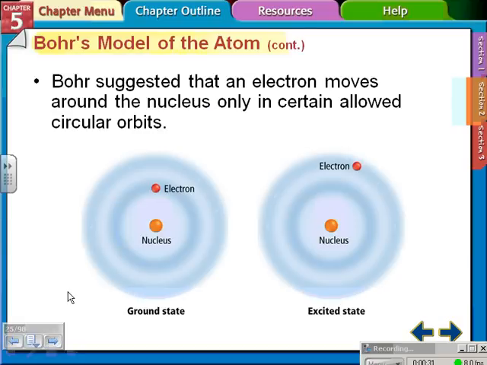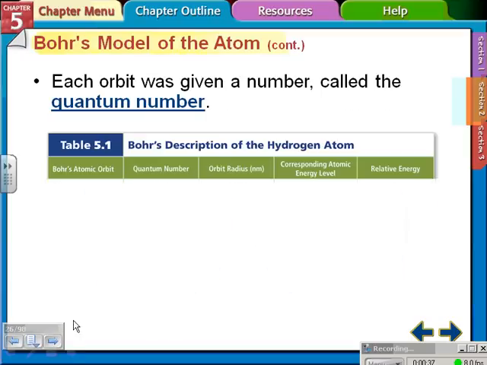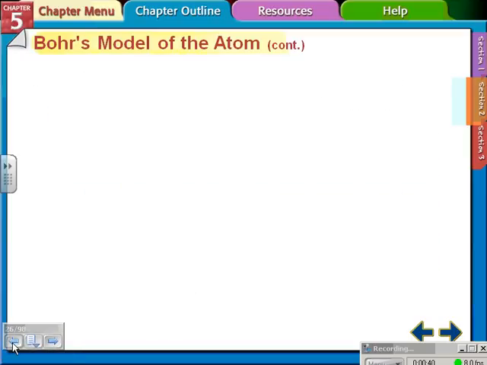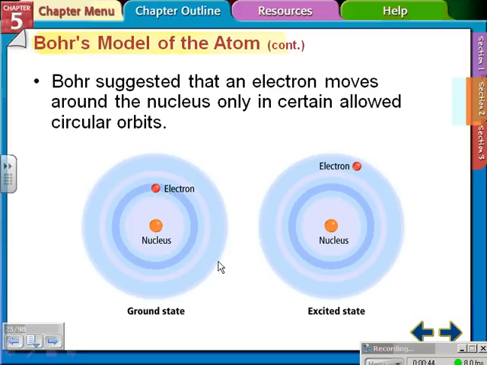So what Bohr suggested is that an electron moves around the nucleus only in certain allowed circular orbits. So you can see here that we have the electron out here in what's considered its ground state. The nucleus is right here. So these are lower energy levels. As you get out further, the energy levels start to increase.